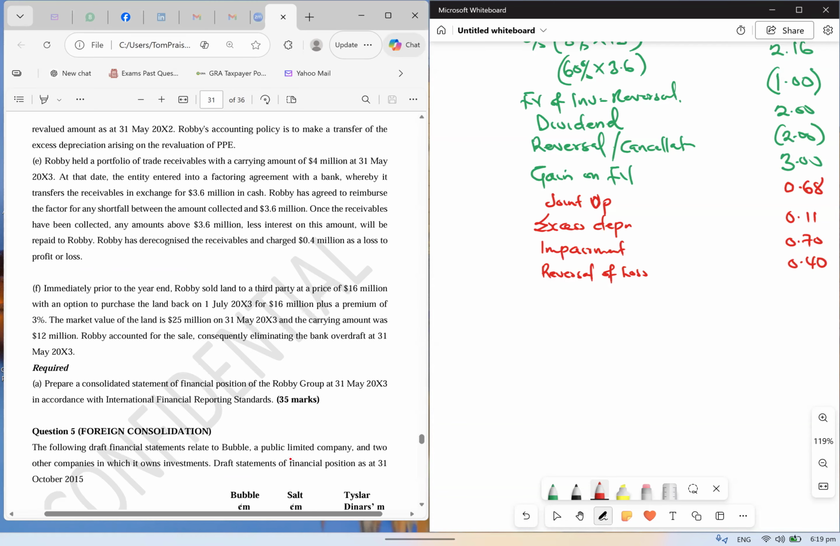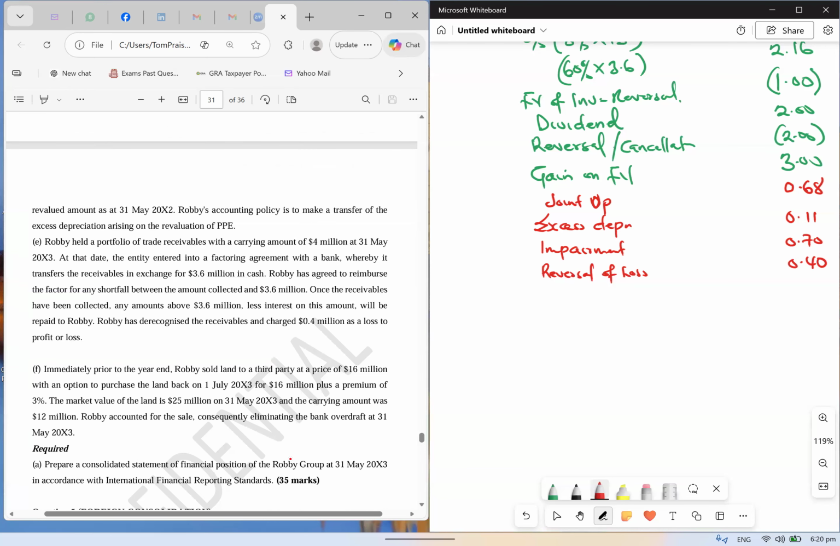Then the last one: immediately prior to the end of the year, Robbie sold the land to a third party, 60 million, with an option to also repurchase it back. So this is like a sale and buy-back. First question you need to ask yourself, did the transfer meet IFRS 15? The question never said anything like that. It didn't meet. So it means that any money that you collect is also a loan. And the asset that you wrote off, you have to bring it back. You have to bring it back. So take note of that. So these are how things go around it.